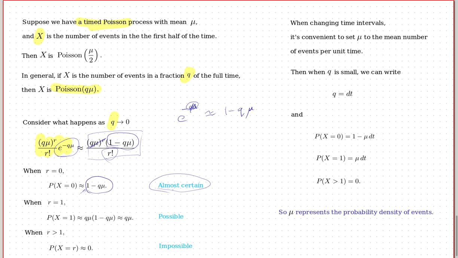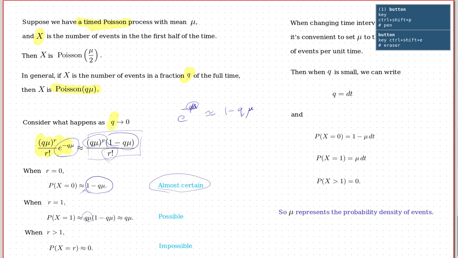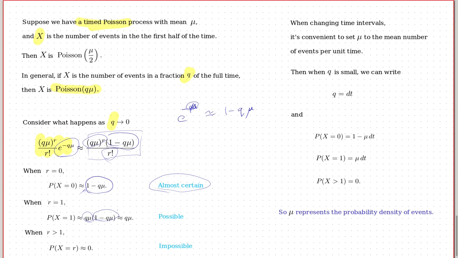be no events. When r is 1, however, in that case this term here just becomes q mu. We've got 1 minus q mu. R factorial is just 1 factorial, so that disappears. Now, we get this expression, q mu times 1 minus q mu.